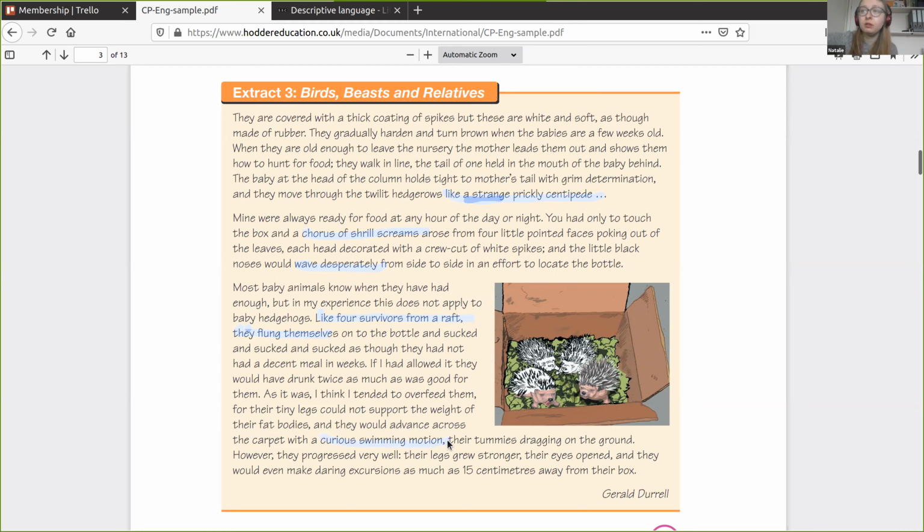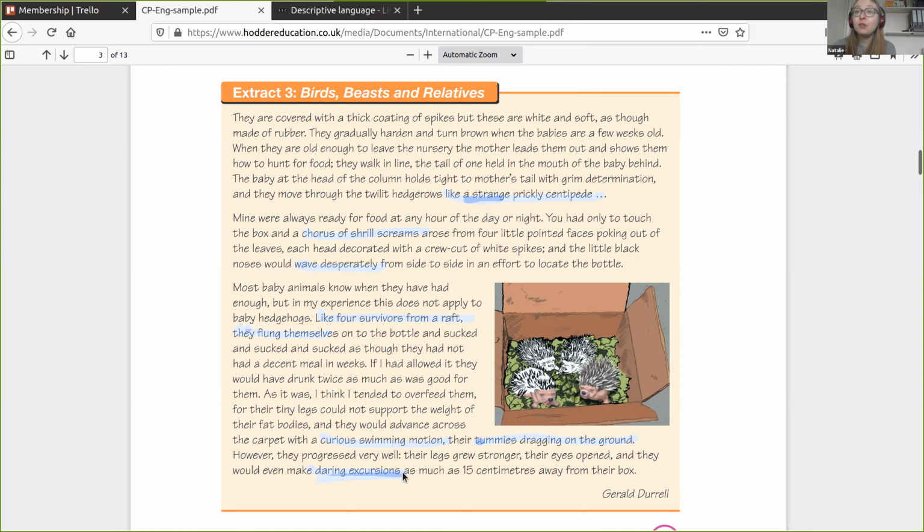"Curious swimming motion and tummies dragging on the ground." Again, we're attributing human movements and human features to these hedgehogs to describe how they look and how they're moving. "Daring excursions." That's a great one. We might even claim that's hyperbole because we're exaggerating the excursions of 15 centimetres away from their box, which I suppose for a baby hedgehog is quite daring.